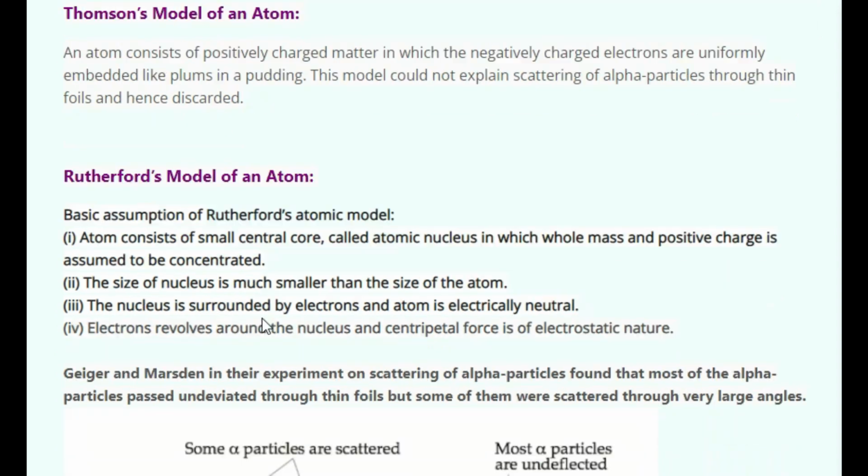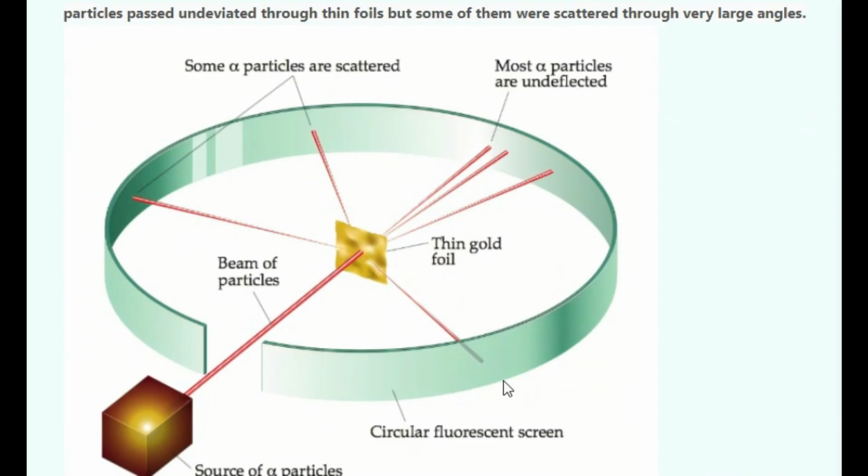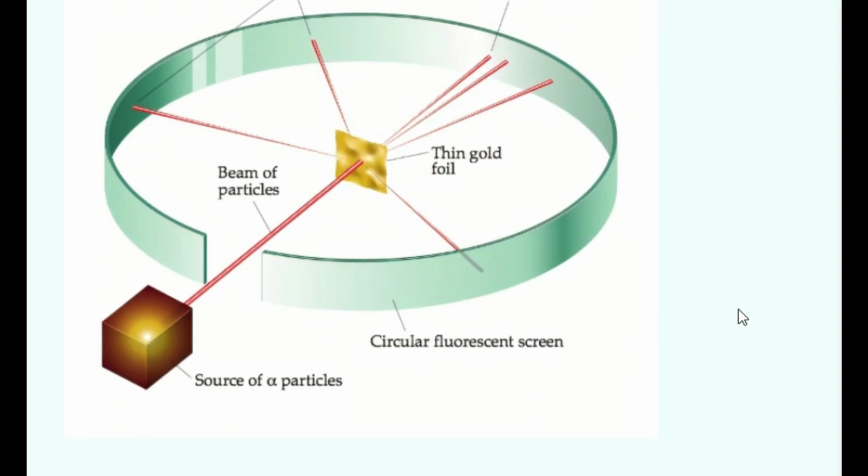And after the assumptions of this model, he had an experiment called the gold foil experiment, in which there were sources of alpha particles placed inside a lead chamber, as you see in this brown box, from which the alpha particles were scattered and made to bombard a thin gold foil. And what was the observation?